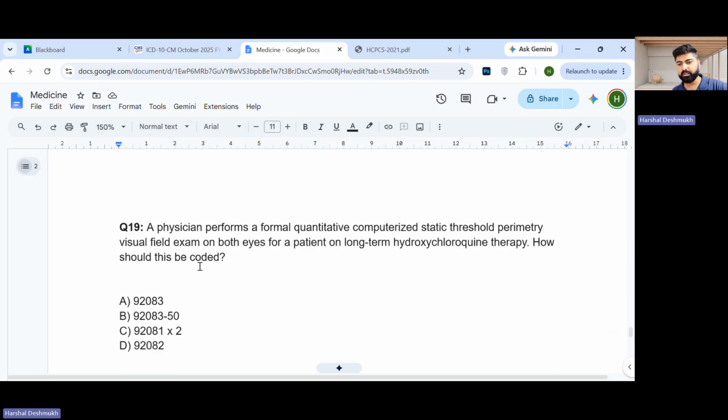Moving on to the next one, number 19. A physician performs a formal quantitative computerized static threshold perimetry visual field exam on both eyes for a patient on long-term hydroxychloroquine therapy. How should this be coded?